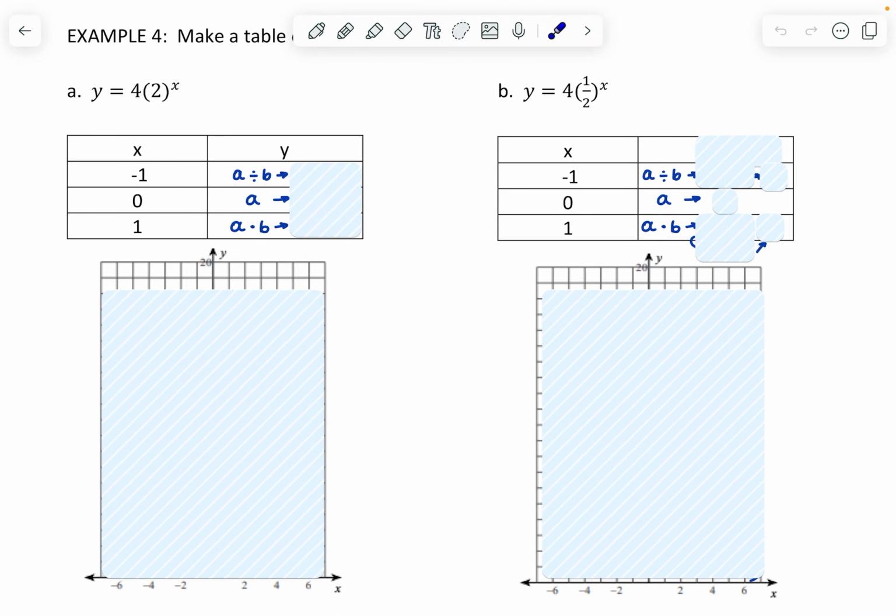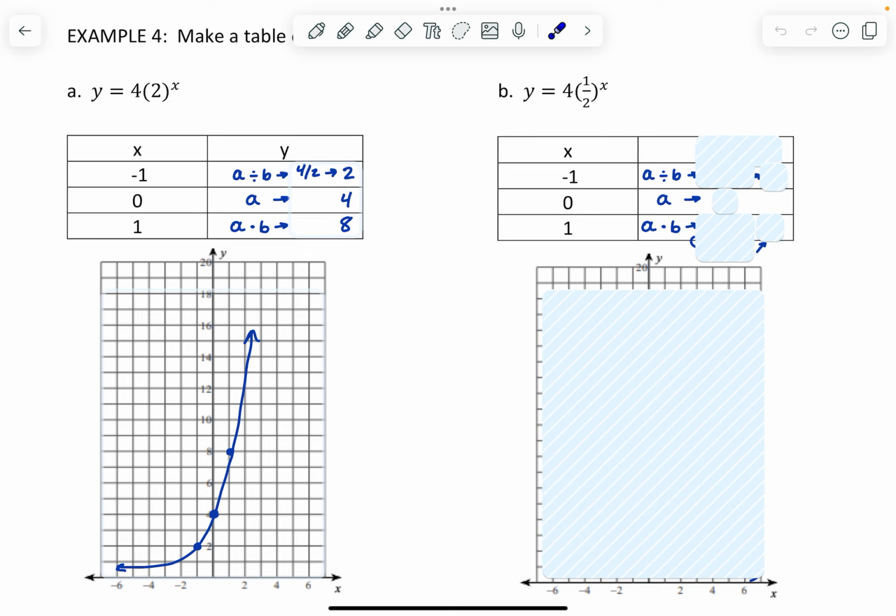My starting value, 0, 4. So I know my a is 4. In one direction, I need to go a times b. b is 2. So a times b. In one direction, I need to go a divided by b. My a is 4. I need to multiply by 2. I need to divide by 2. Then I can graph these 3 points in order to make a smooth exponential curve.